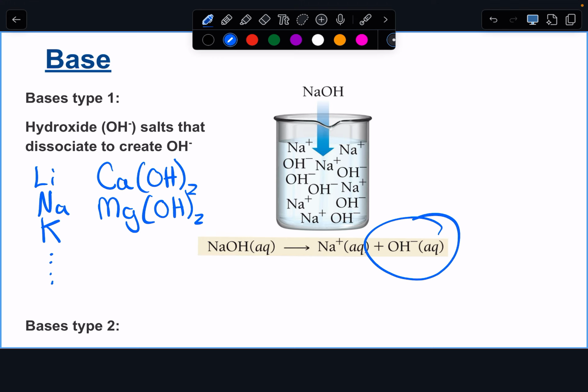When we say something is basic and how basic it is, the other word for that is alkalinity. If you say how alkaline something is, you mean how much OH minus is in there. So this very much changes the OH minus concentration, even though it doesn't behave according to the Bronsted-Lowry definition by accepting H+.